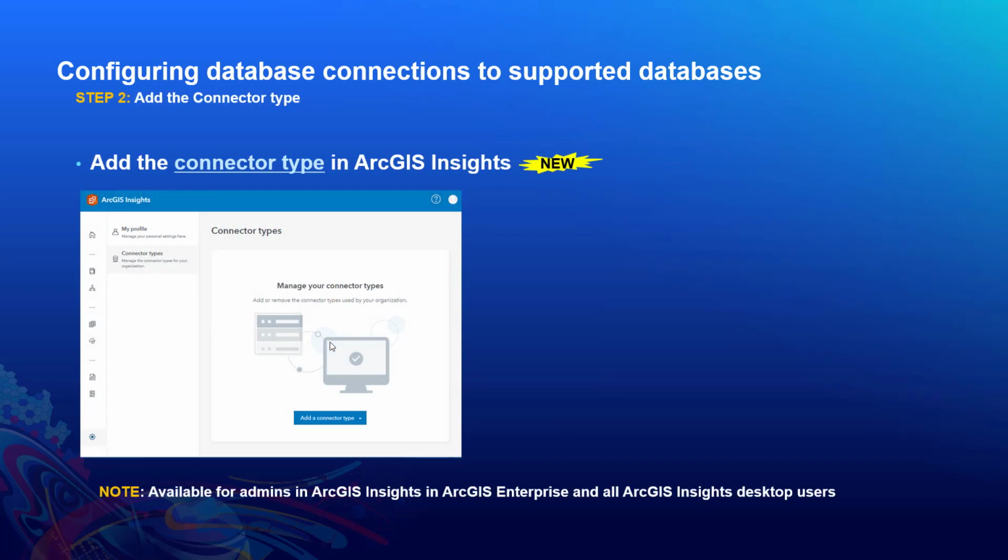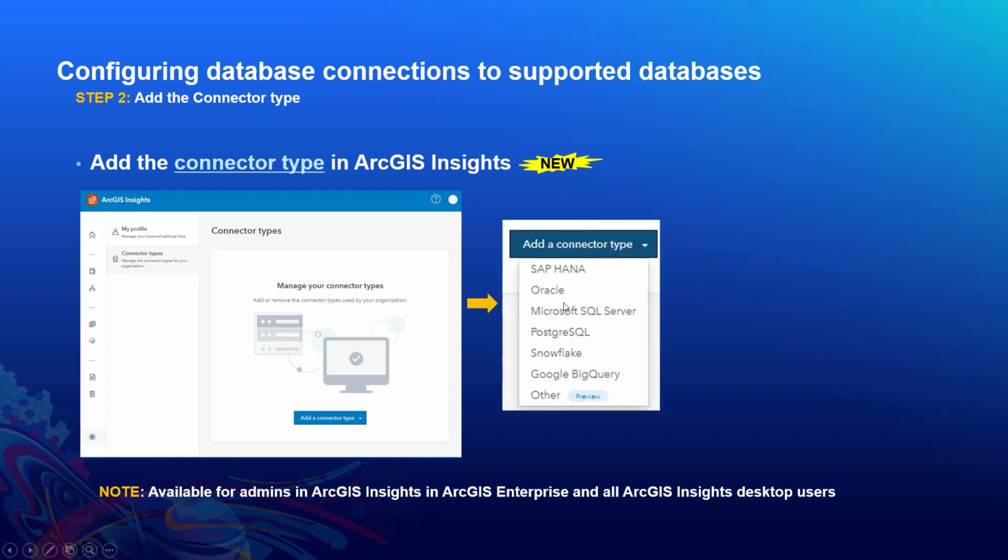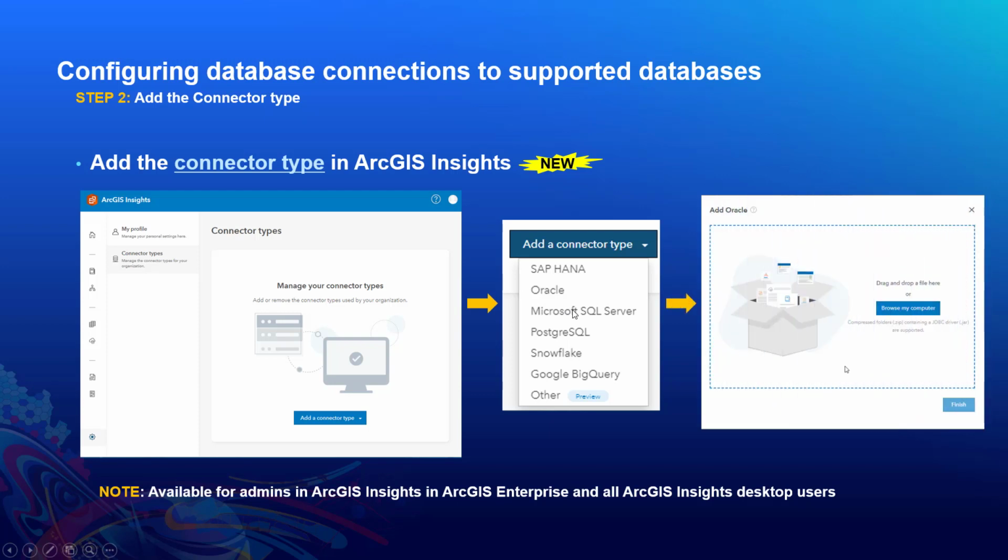Step 2 is to add the connector type in Insights. In 2021.1 release, we have simplified this process by letting you add the connector type directly in Insights. If you are using Insights in ArcGIS Enterprise, the user account you use to sign in must have administrative privileges. Navigate to the Connector Types tab on the Settings page and click on the Add Connector Type drop-down, and choose the database for which you want to add a connector type. Next, upload the zipped library file you downloaded in Step 1. Also note that you may be required to restart your ArcGIS server for changes to take effect.